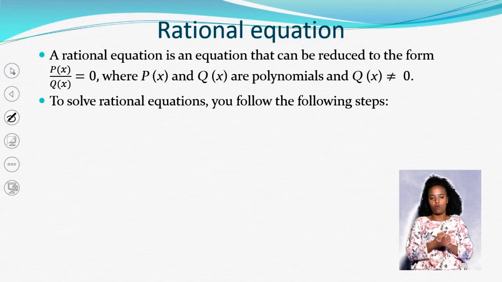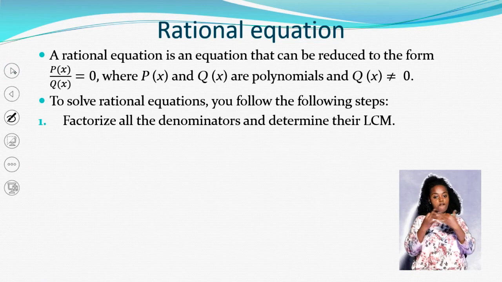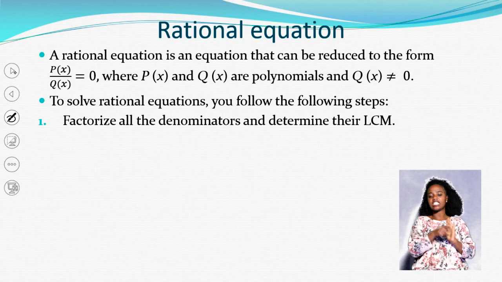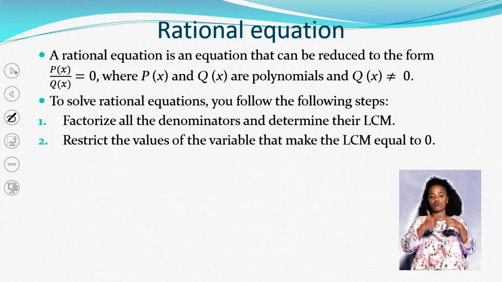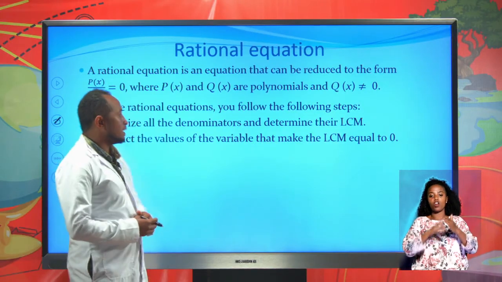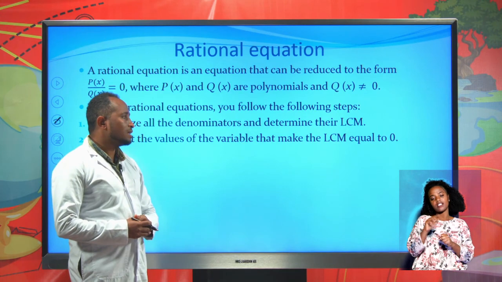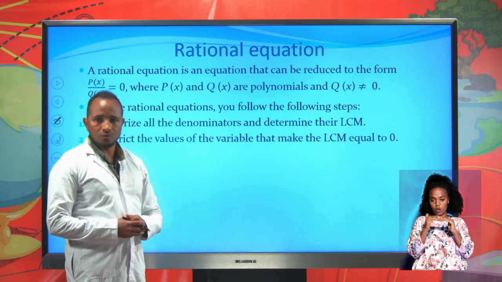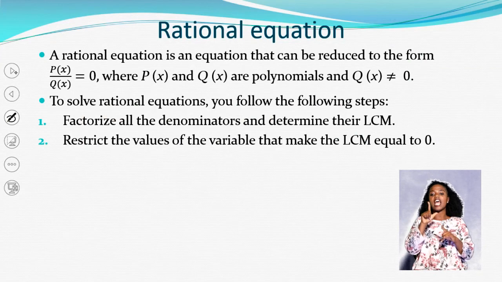To solve rational equations, you have to follow the following steps. 1. Factorize the denominators and determine their LCM. After that, restrict the values of the variable that make the LCM equal to 0.